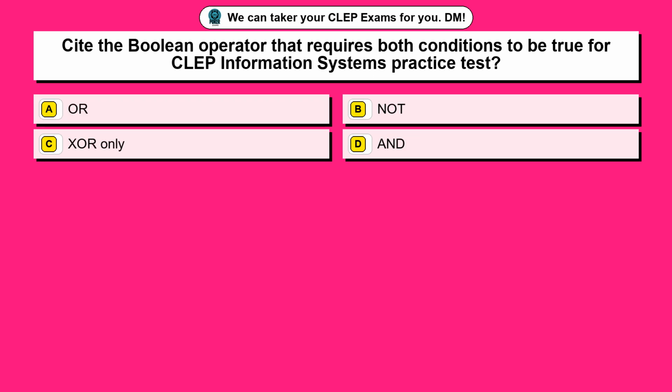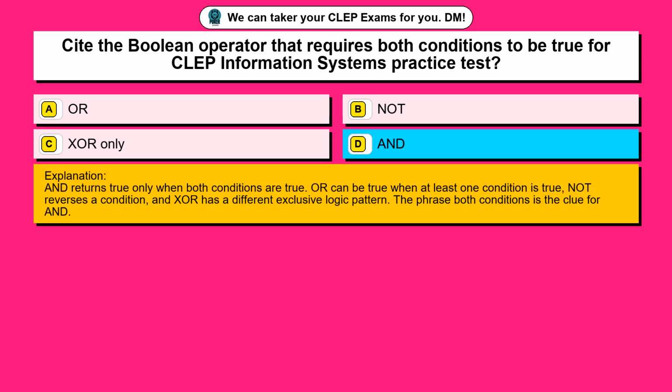Question 82. Cite the Boolean operator that requires both conditions to be true for CLEP Information Systems practice test. Option A. Or. Option B. Not. Option C. XOR only. Option D. And. The correct answer is option D. And returns true only when both conditions are true.